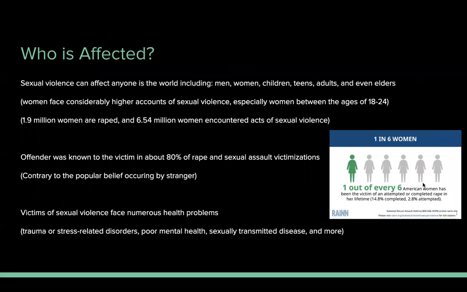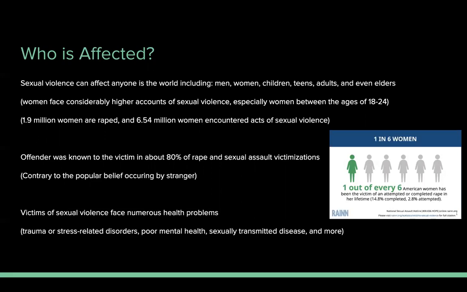Furthermore, it's important to understand that sexual violence can affect anyone, including men, women, children, teens, adults, and even elders. Although anyone can experience sexual violence, different groups have different risks. For example, women in the age range of 18 to 24 are at considerably higher risk. With that being said, statistically, 1.9 million women are raped and 6.54 million women encounter acts of sexual violence each year.